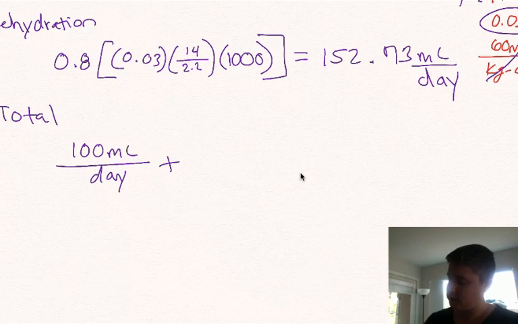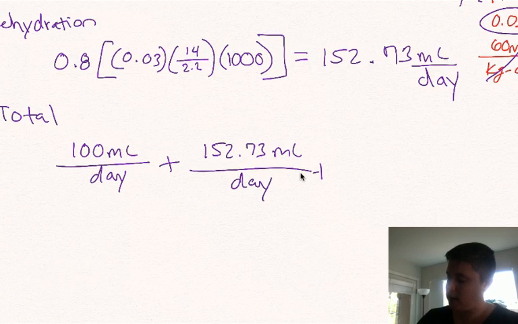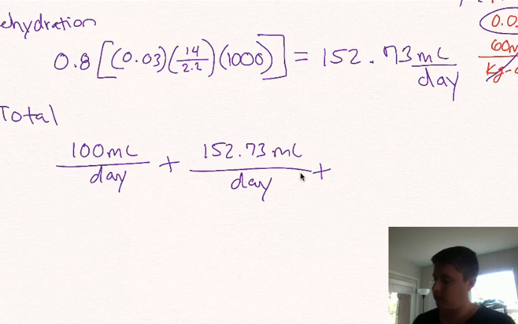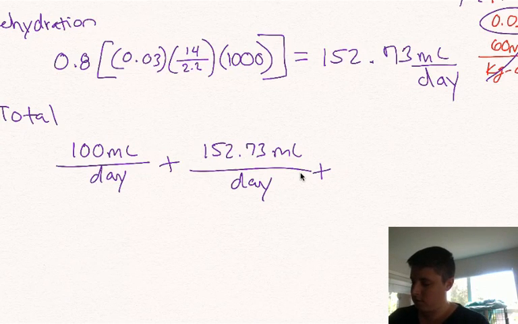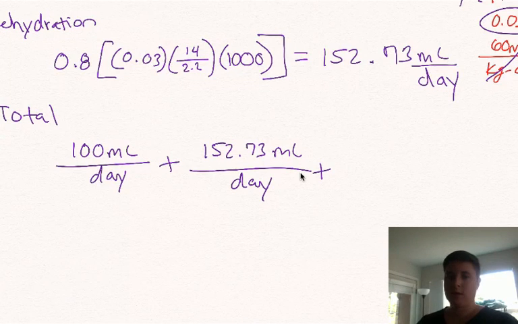plus, I can grab this one, 152.73 milliliters per day plus, what's up? Oh my God, this thing keeps freezing on me. Oh, can someone read me the maintenance number? My thing's stuck. Maintenance was 381.82. Thank you.